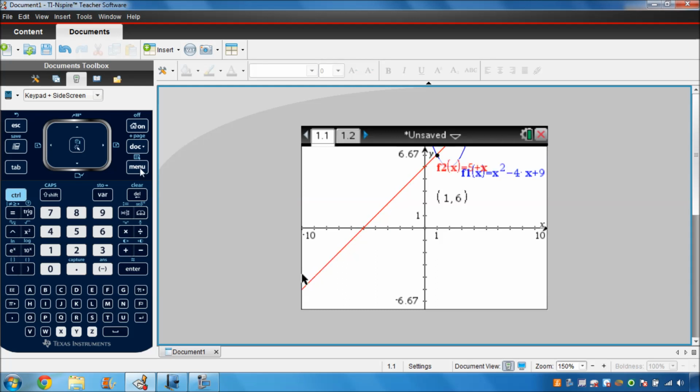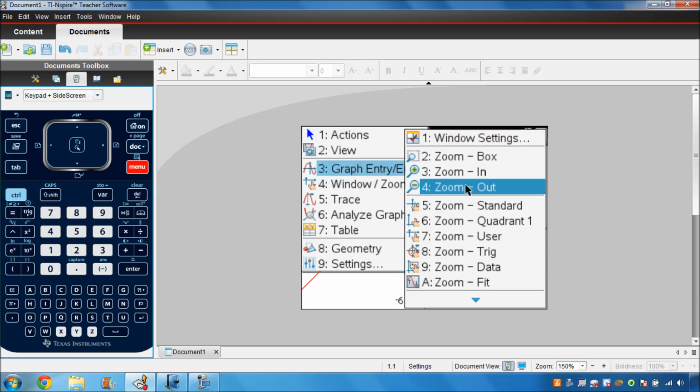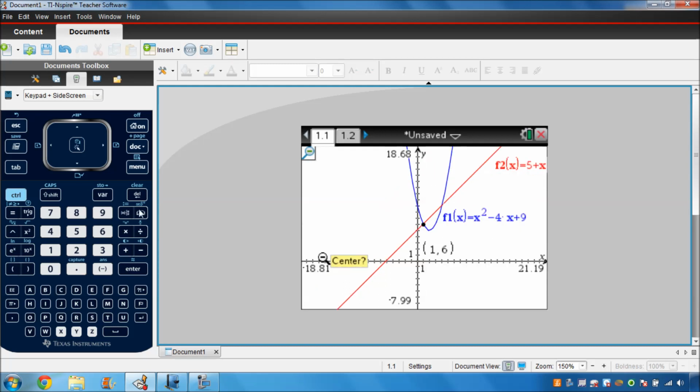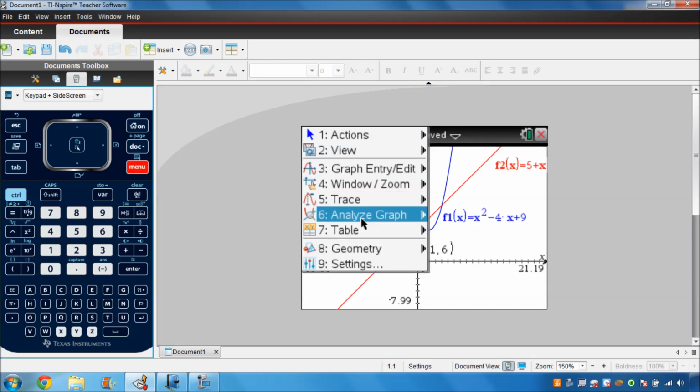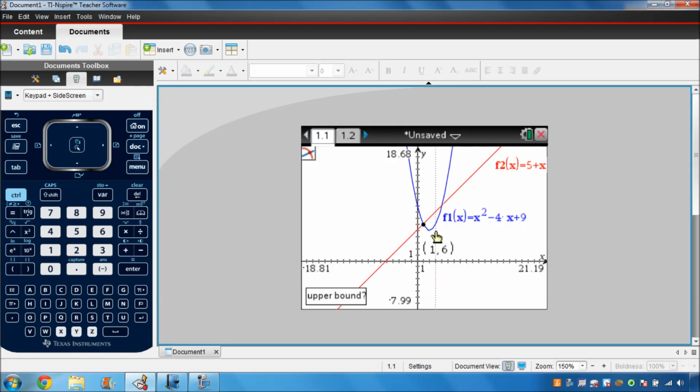You can't really see the other intersection point, so what we're going to do is we're going to zoom out. So press Menu, Window Zoom, and then zoom out. Okay? And we'll zoom out from here so we can see it a little bit better. Now you can see the other intersection point. We're going to find it as well. So go to Menu, Analyze graph, intersection, go to the left, go to the right. 4, 9 is your other intersection. Now you know for sure that that's right as well. So you've got several different options to check your answer to make sure that you have the right one.